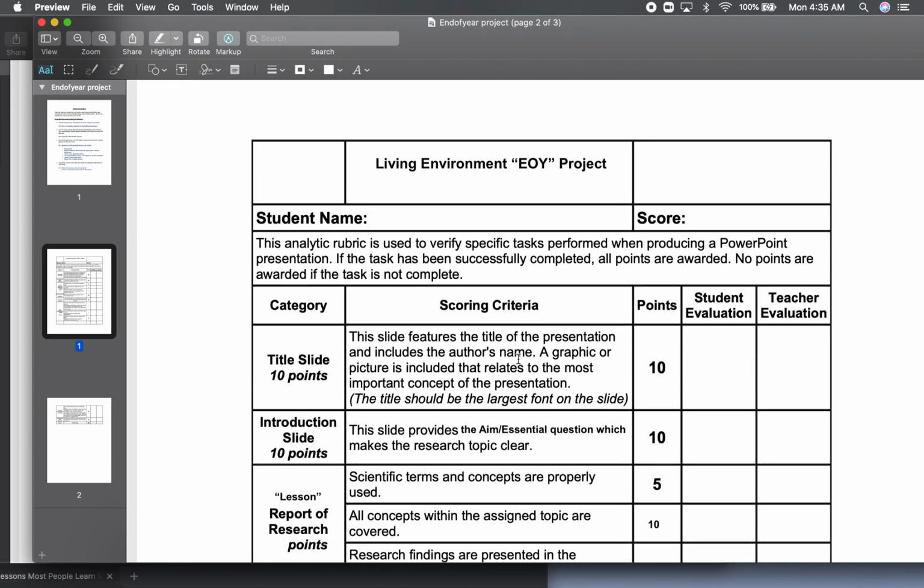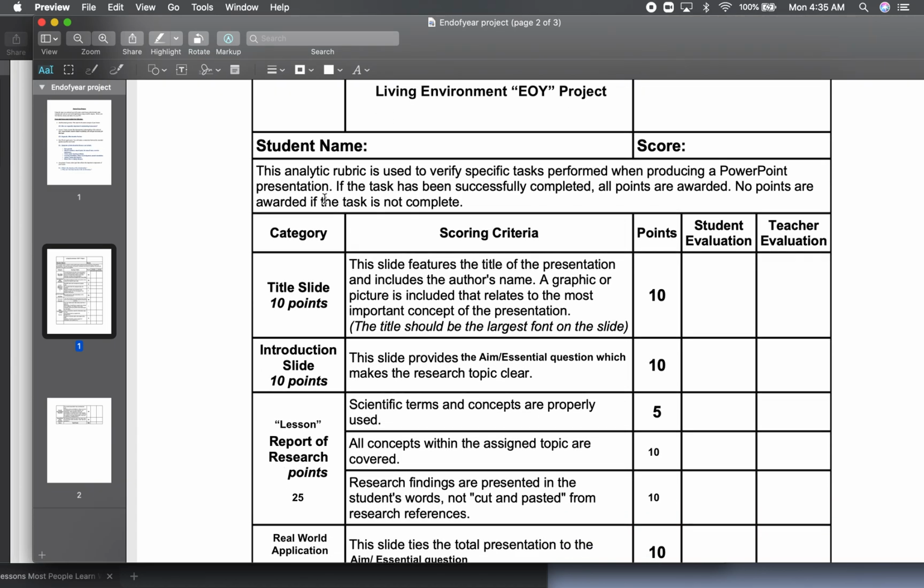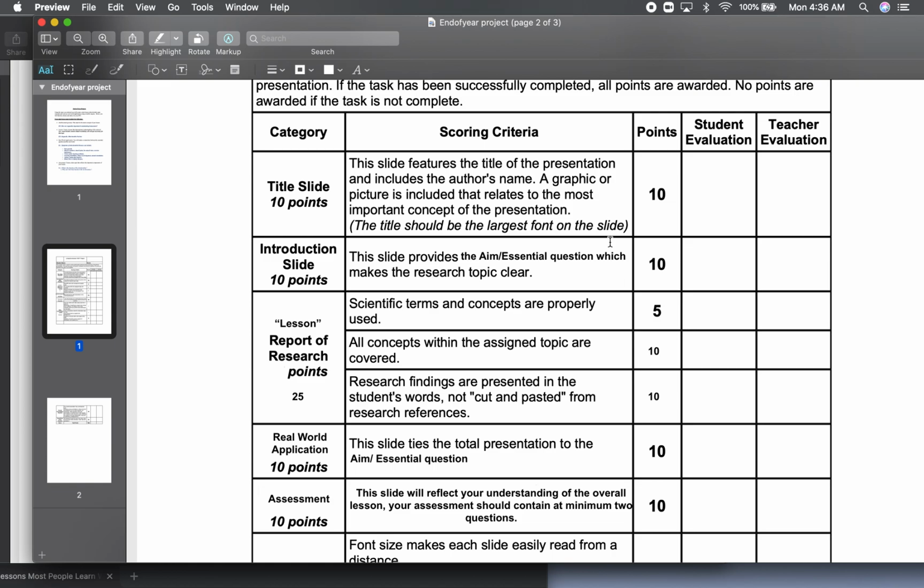Now, moving down to the rubric. Everything needs a rubric. Here we go. Ready, set, let's go. Living Environment EOY, end of year project. Here, obviously, your name would go at student name, and your score would go there. Now, let's see what makes up your score. On the left side, you can see we have the different categories.